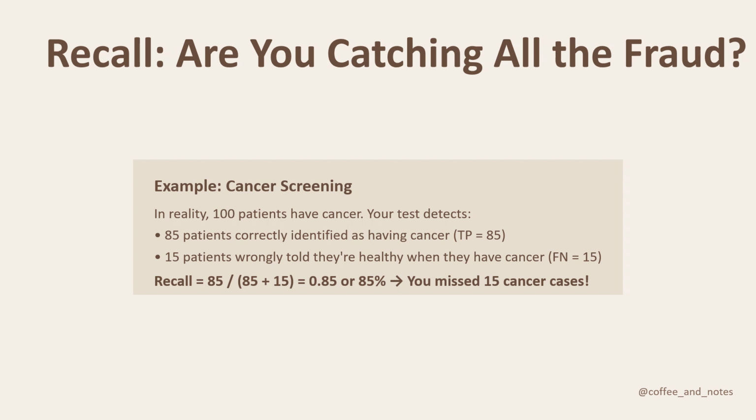Now, remember, here's the key difference. Precision cares about the quality of your positive predictions. Recall cares about the quantity of actual positives you are finding.